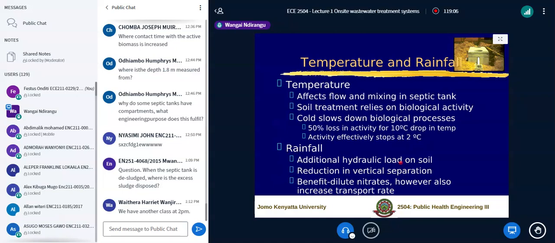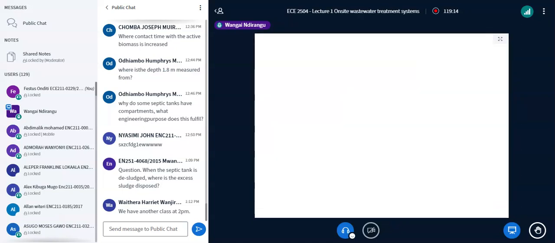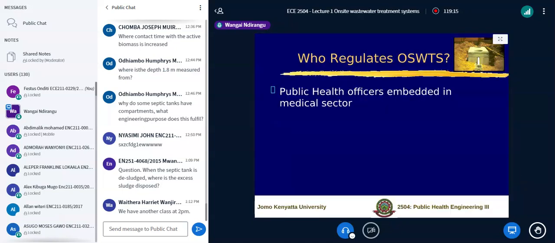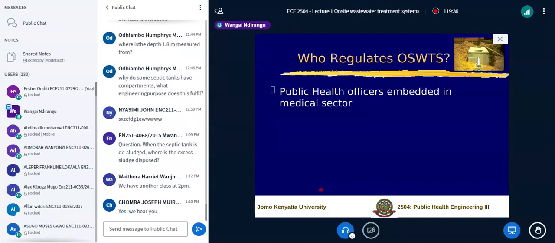And if you have rainfall, then it adds to the burden of hydraulic loading. And the question then is, who regulates these systems? One of the bigger problems we have is that whereas the civil engineers will do systems like septic tanks, the regulation is under the public health office in the county governments. So there's a problem there. Engineers haven't taken too much interest. Therefore, we find that it's treated more like a hygiene issue, and a lot of things that we are discussing here don't get as good attention.